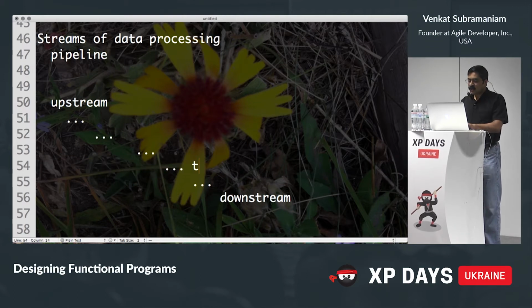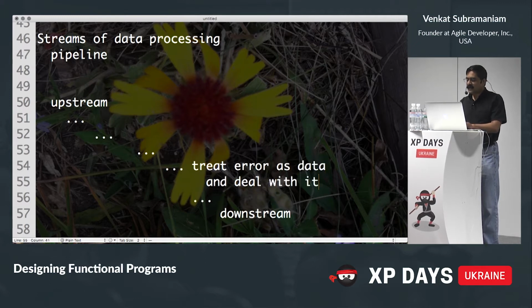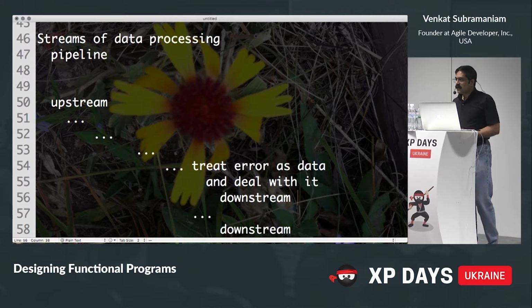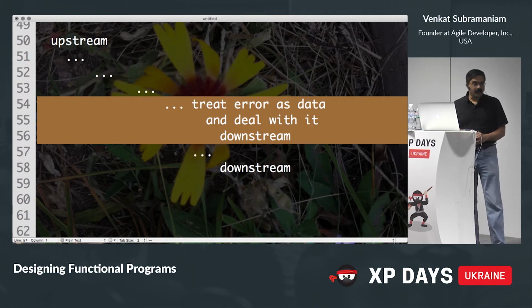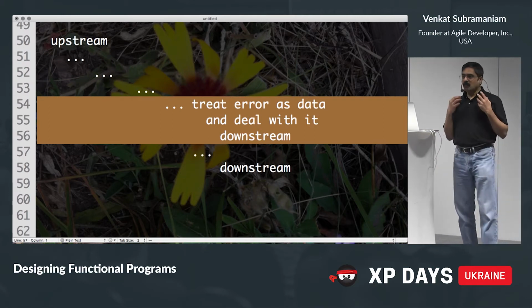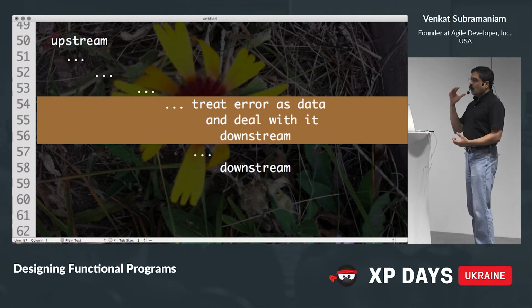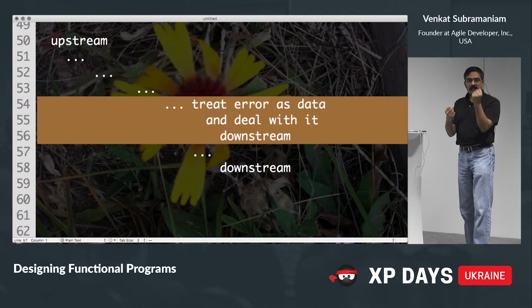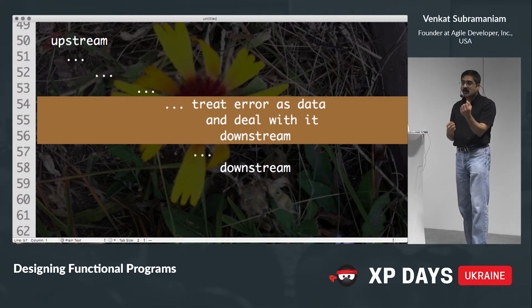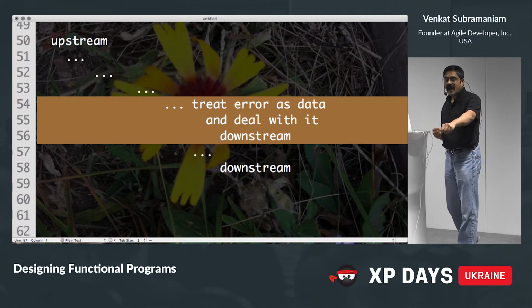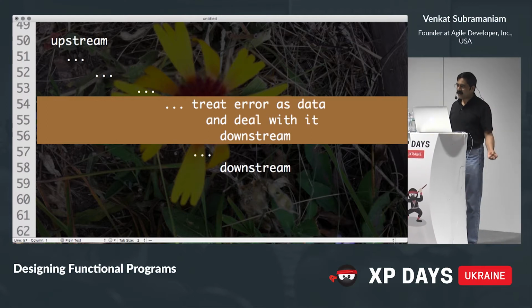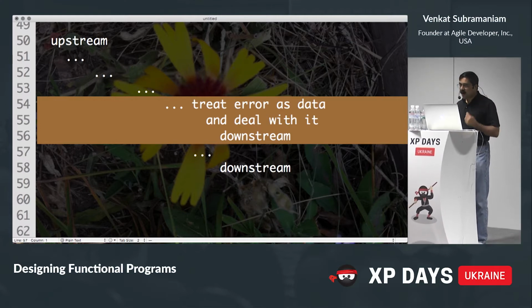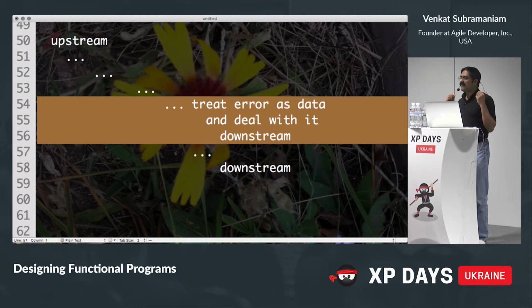If something goes wrong here, what do you do? Very simple answer. Treat error as data and deal with it downstream. And this is one of the most important things to keep in mind when it comes to exception handling. When you deal with exceptions, you don't blow up. Instead, you say, whoops, something went wrong here, convert it to data, to error, treat error as data, and go downstream and handle it. That is one of the most important things to keep in mind: you don't blow up. Exception handling and functional programming are not orthogonal. They are something you never mix together.